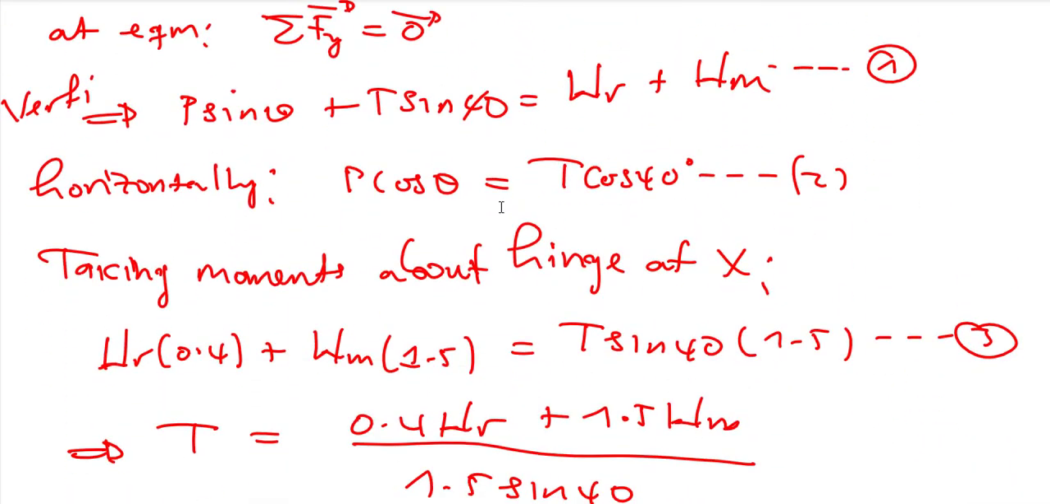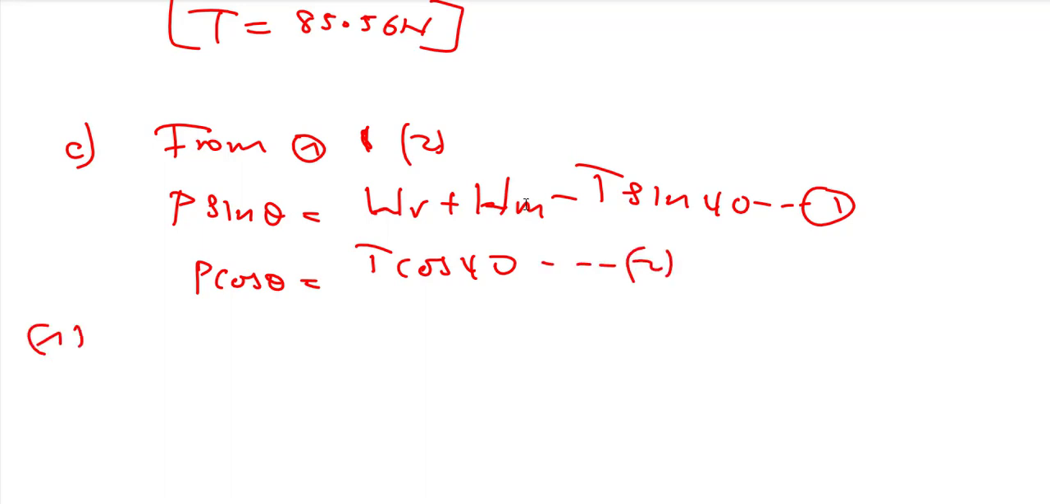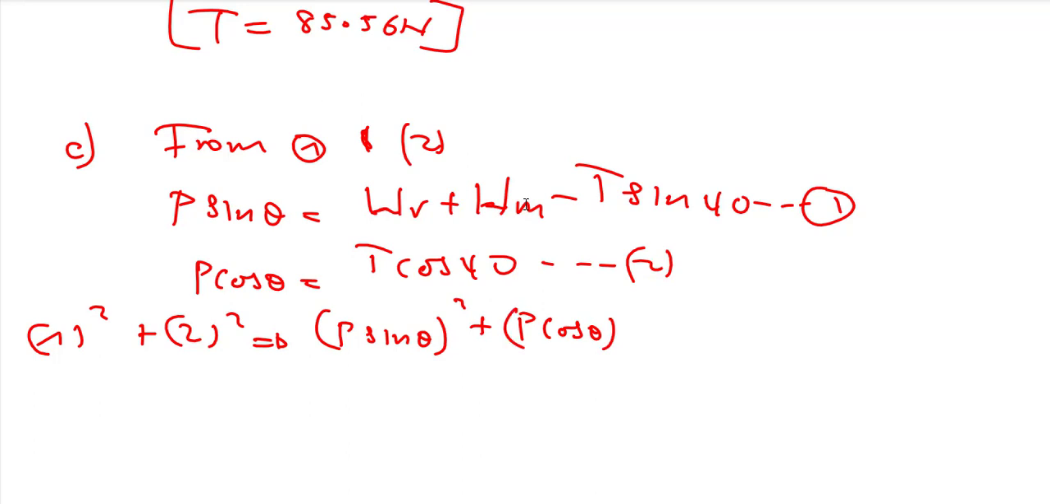Now equation 2 says P cos theta is equal to T cos 40. If we take equation 1 squared plus equation 2 squared, we have P sine theta squared plus P cos theta squared equal to what is on the right-hand side. I will call it R squared.